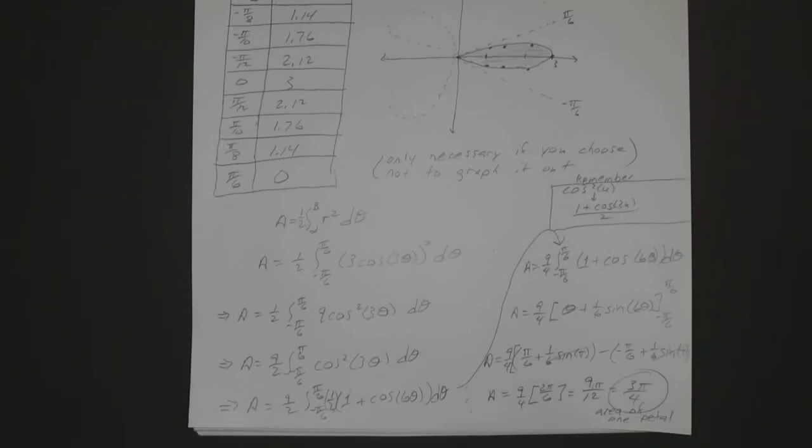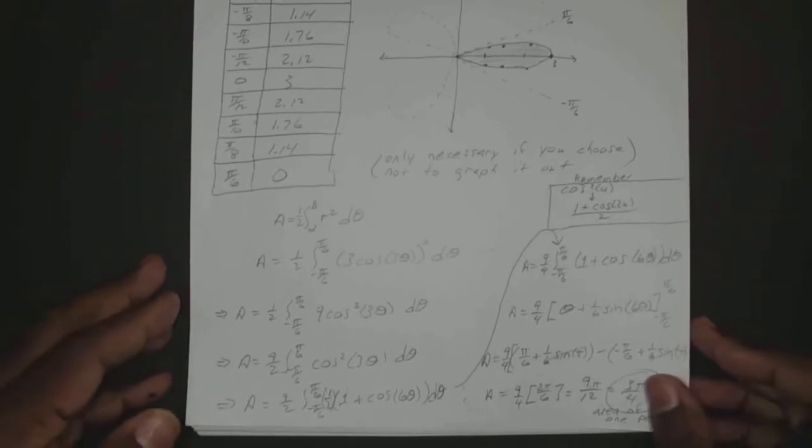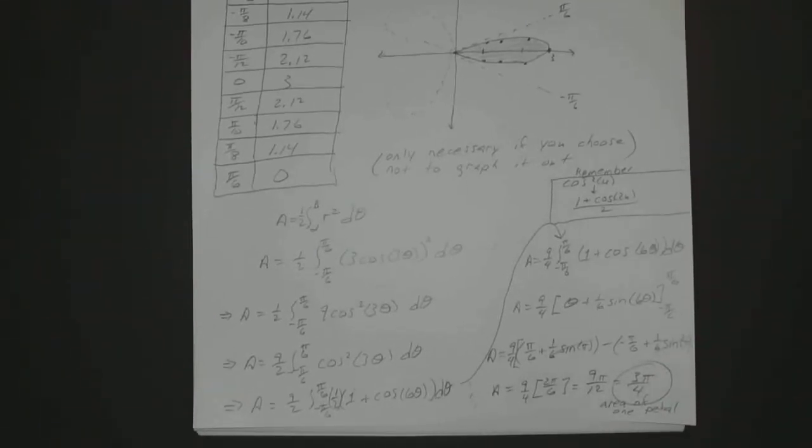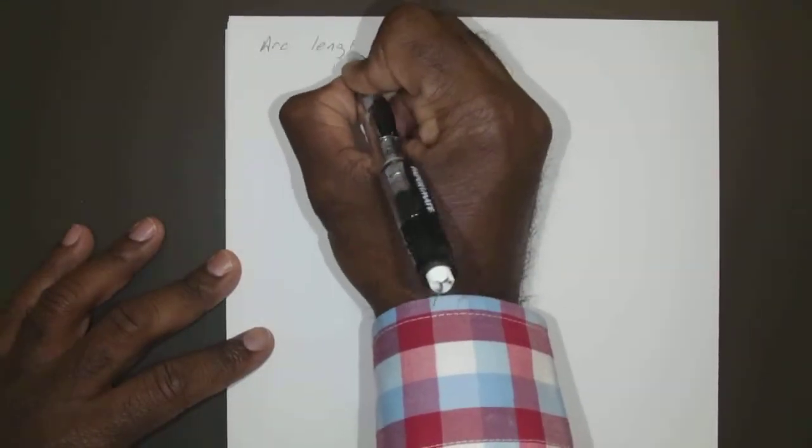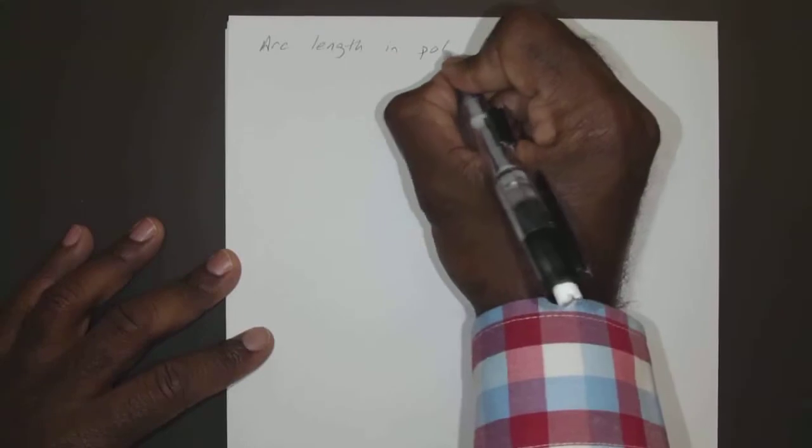All right, so for arc length, we'll actually skip the proof, but I will provide it in the notes if you're interested. It's just, you don't really need it. Arc length in polar coordinates.